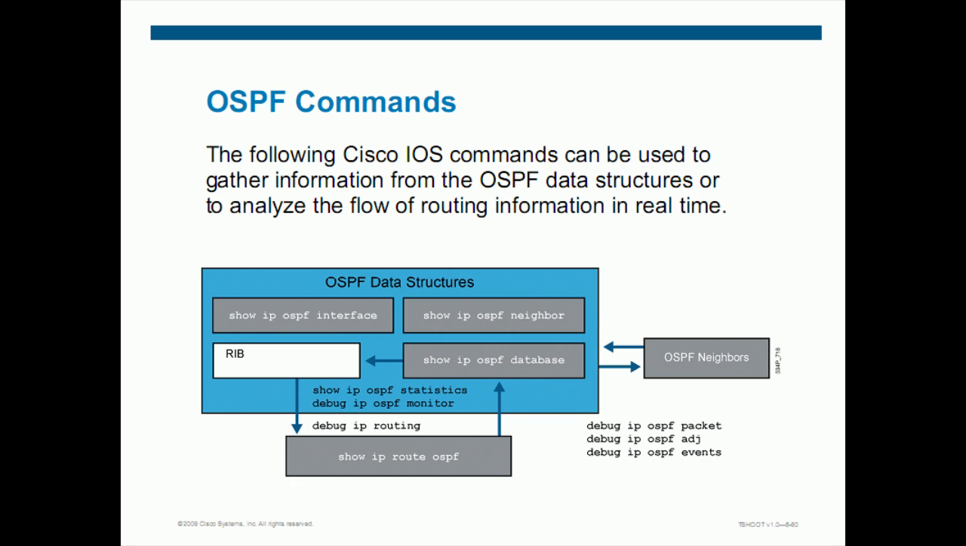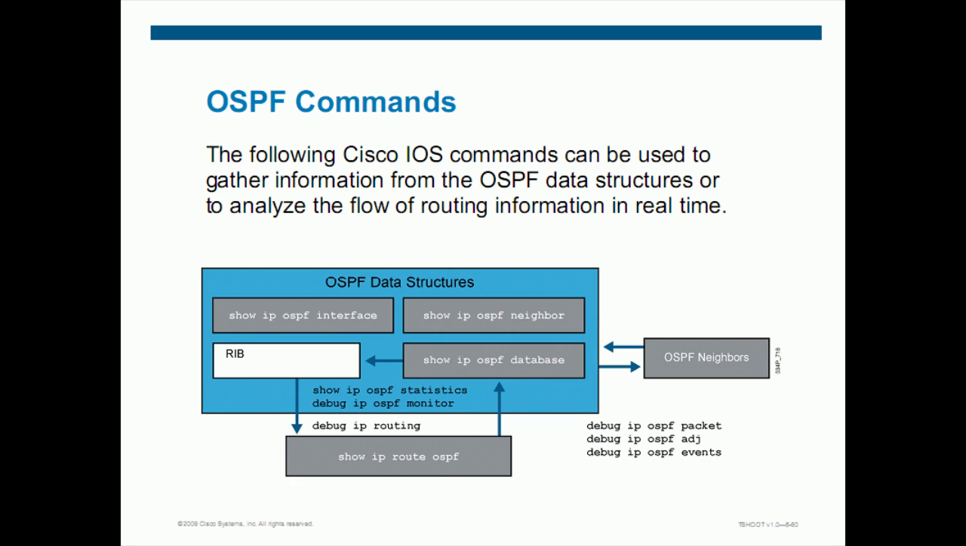Alright, so for the interfaces, show IP OSPF interface shows you the active interfaces. For the neighbors, show IP OSPF neighbor shows you all of the neighbors, including the states. And if you had cleared your neighbors and kept hitting this command over and over again, you could almost watch it go through each of the little steps from the initialization to the two-way to the exchange, all the way up to full.